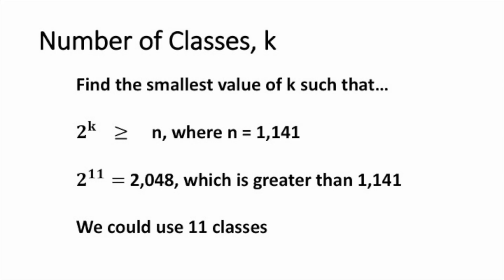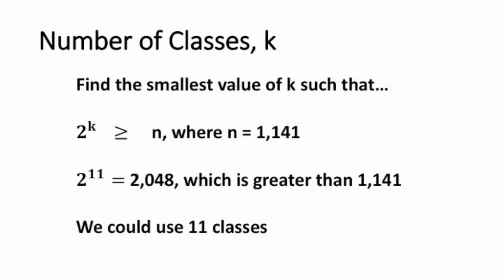The sample size that we'll be working with is 1141 observations. So the first thing we're going to do is find an appropriate number of classes. So we'll find the smallest value of k such that 2 to the kth power is greater than or equal to n. Again, n is our sample size of 1141 observations. And as it turns out, a k value of 11 actually satisfies that rule of thumb. 2 to the 11th power equals 2048, which is greater than our sample size of 1141. So we'll probably use about 11 classes.